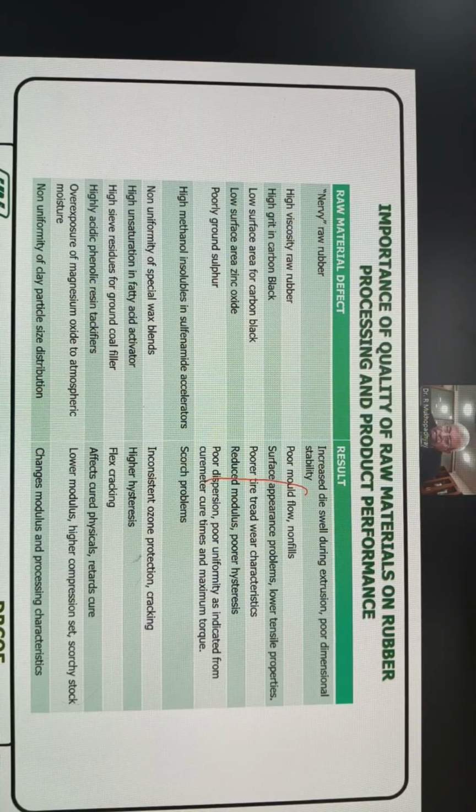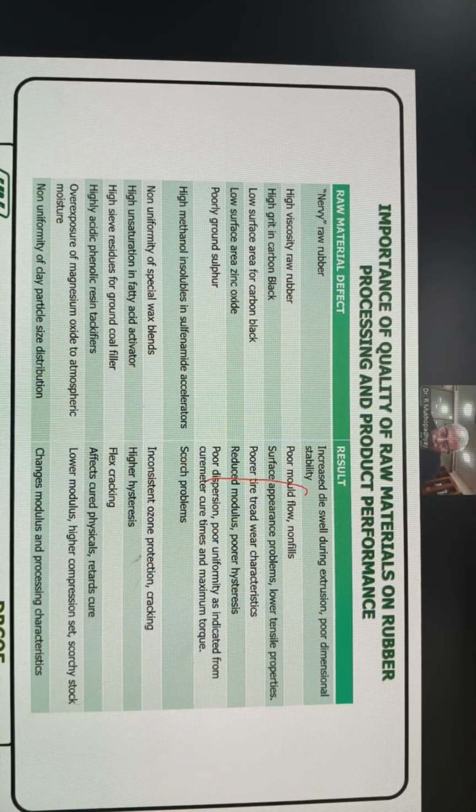Then sulfenamide accelerator has storage stability problems; old storage is a scorching problem because sulfenamide accelerator is a condensation product of the thiazoles and amine. So when you go for a mixer like the Banbury and a lot of moisture is coming in, automatically the compound gets scorched because the sulfenamide accelerator decomposes, the cost can increase, and you get problems in the processing.